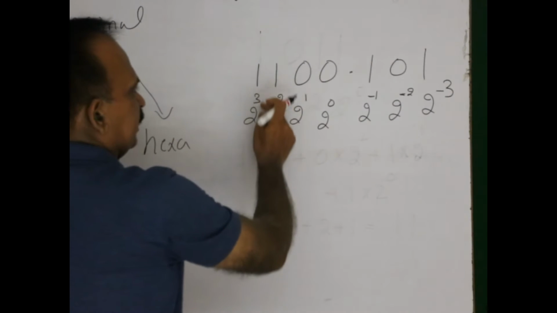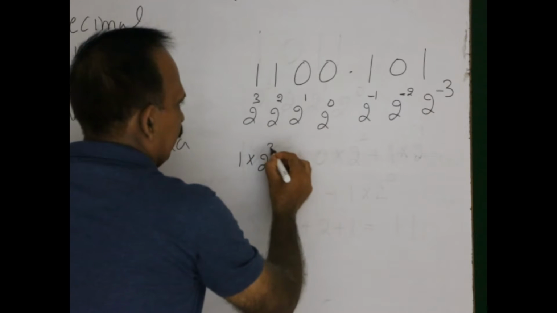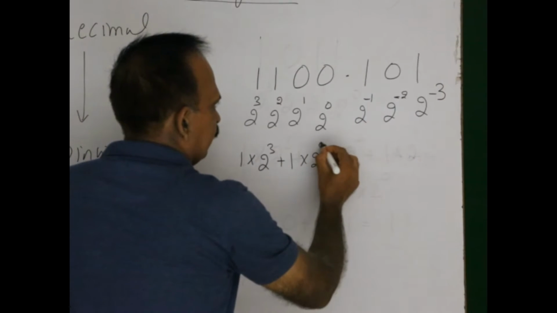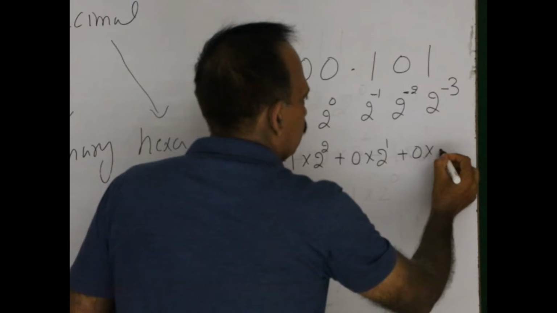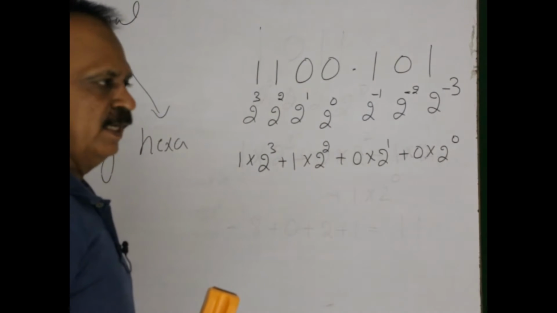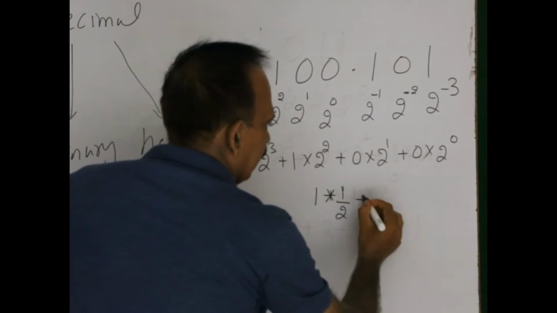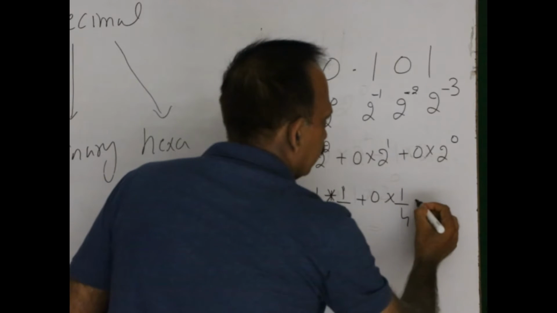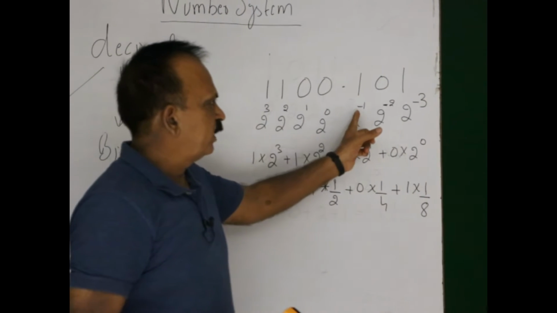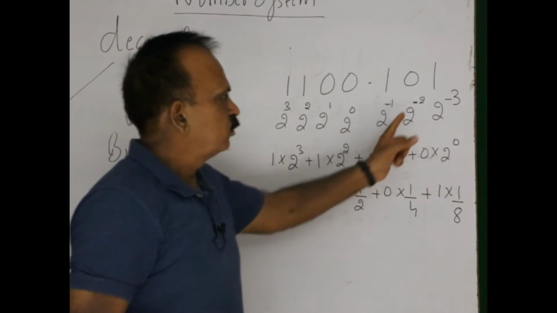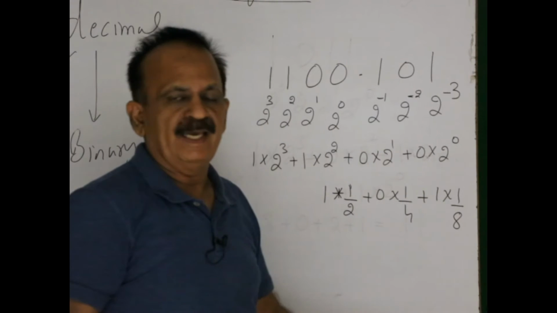That is, I will be multiplying these two and adding all these. 1 into 2 raised to the power 3, 1 into 2 raised to the power 2, 0 into 2 raised to the power 1 plus 0 into 2 raised to the power 0. In continuation it will be plus 1 into 1 by 2 plus 0 into 1 by 4 plus 1 into 1 by 8. It is very clear. 2 raised to the power minus 1 is 1 by 2. 2 raised to the power minus 2 is 1 by 4. And 2 raised to the power minus 3 is 1 by 8.